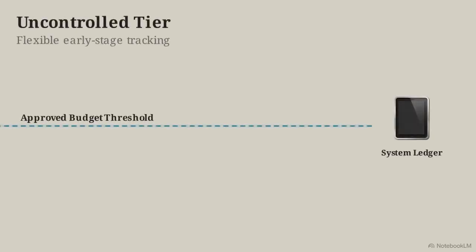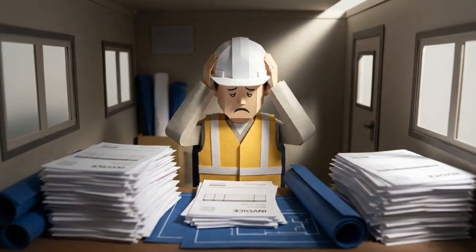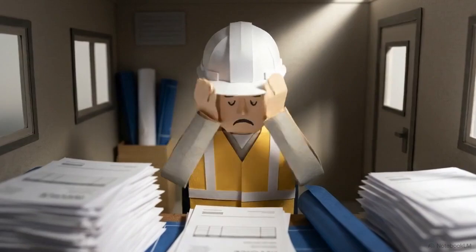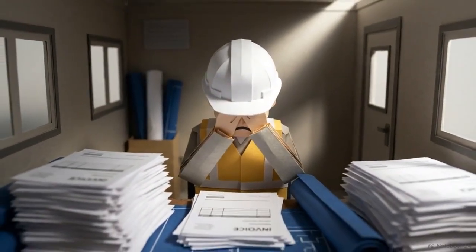The uncontrolled setting tracks all costs, but it allows commitments and general invoices to exceed the approved budget amount. Data points pass right through the system, accommodating the fluid, shifting early stages of a project. While highly flexible, operating entirely without system restrictions places the ultimate burden of financial risk entirely on human oversight.